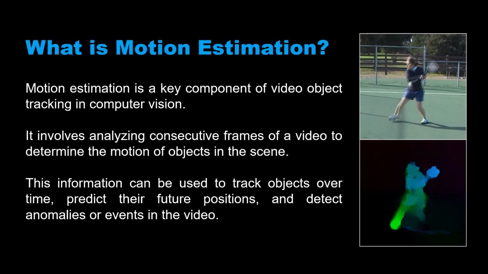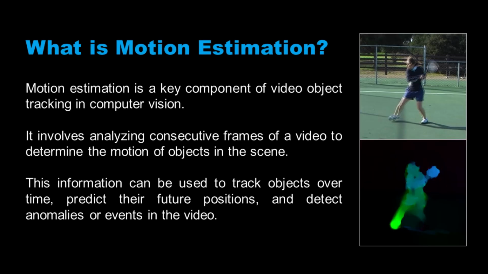In computer vision, motion estimation is a critical component of video object tracking. It involves analyzing a video's consecutive frames to determine the motion of objects in the scene. This data can be used to track objects in real time, predict their future positions, and detect anomalies or events in video.